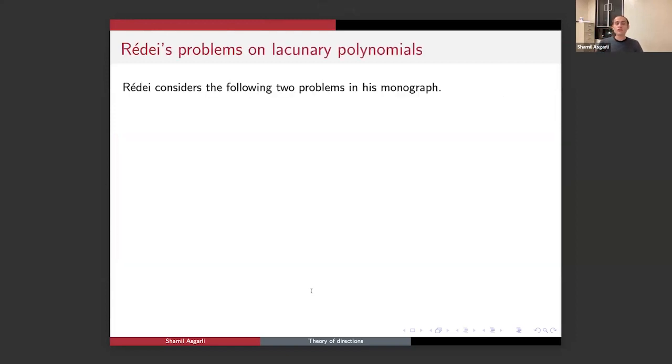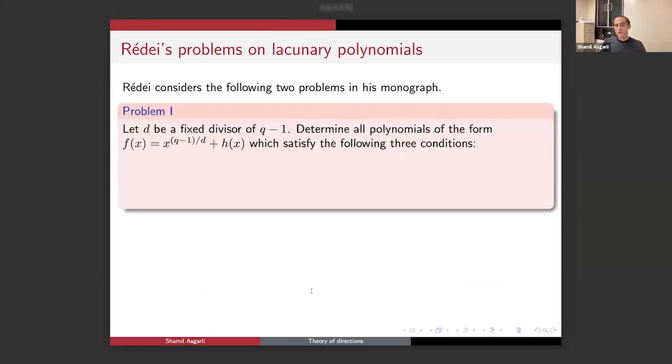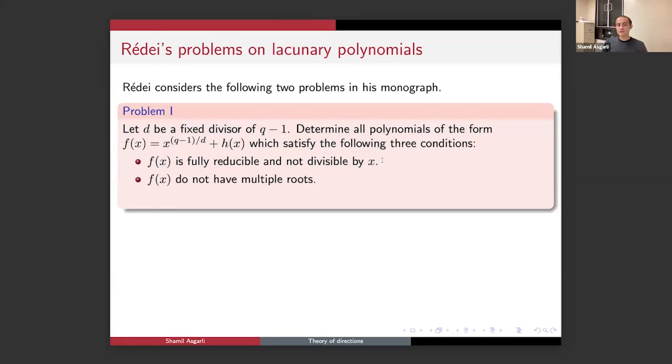So let me mention two problems that Rédei considers in his monograph. Problem 1 is the following. Let d be a fixed divisor of q minus 1. Determine all polynomials of the form f(x) = x^((q-1)/d) + h(x) which satisfy the following three conditions. First, the polynomial is fully reducible and not divisible by x. Secondly, f(x) does not have multiple roots.